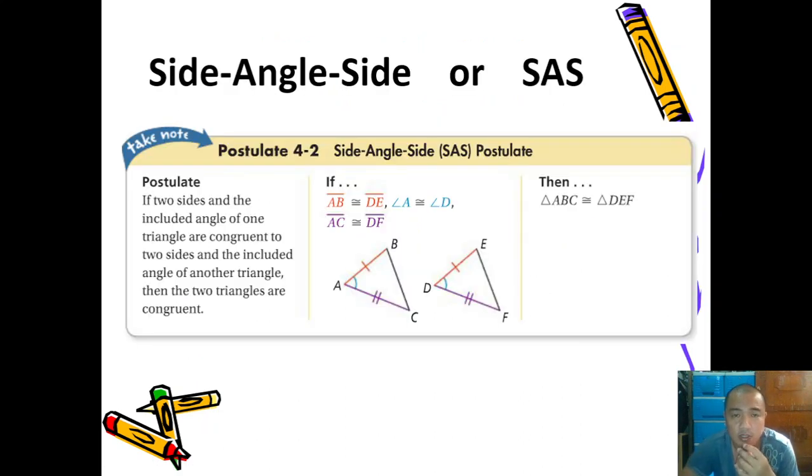SAS postulate, or the side angle side postulate. If 2 sides and the included angle of one triangle are congruent to the 2 sides and the included angle of another triangle, then the 2 triangles are congruent. If AB is congruent to DE, here, AC is congruent to DF, plus the included angles are congruent, angle A is congruent to angle D, therefore triangle ABC is congruent to triangle DEF.